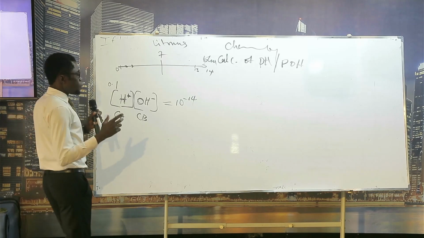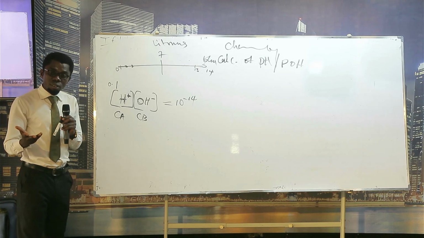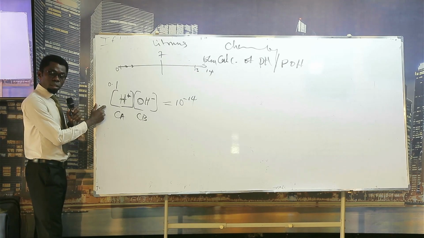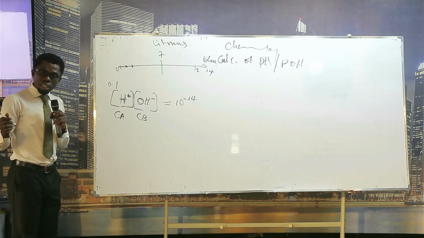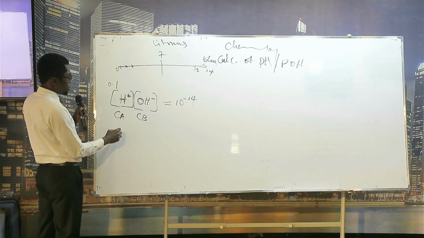Which means we have two formulas. Once you hear concentration of hydrogen ion, think of this formula. Then once you hear pH, you think of this one.